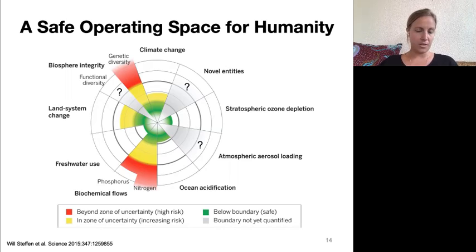So you can see here that for some of these boundaries, we've surpassed the safe operating space, such as biochemical flows, with nitrogen and phosphorus entering the environment, as well as genetic diversity or biodiversity loss, which we learned about in the first session. Some of them are approaching or have just passed the safe operating space, with climate change, which is massively increasing, land system change, as well as freshwater use.